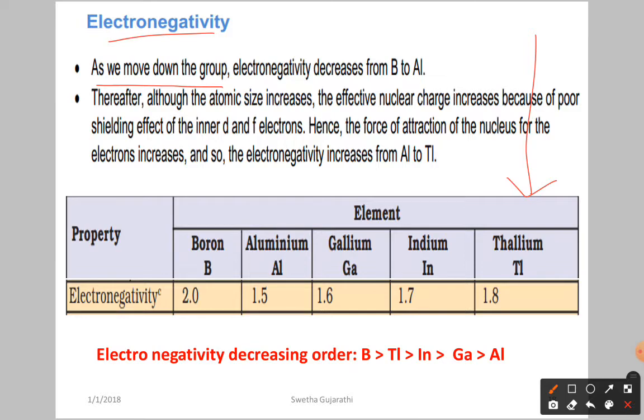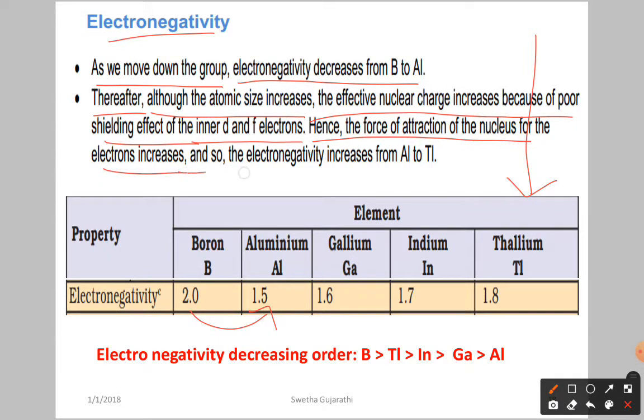Here you can see the electronegativity decreases from boron to aluminum. But thereafter, although atomic size increases, the effective nuclear charge increases because of the poor shielding effect of inner d and f electrons. Hence the force of attraction of the nucleus for the electron increases, and so the electronegativity increases from aluminum to thallium. Generally it should decrease from here to here, but the electronegativity increases. Why? Because from here to here the d and f orbitals are present.